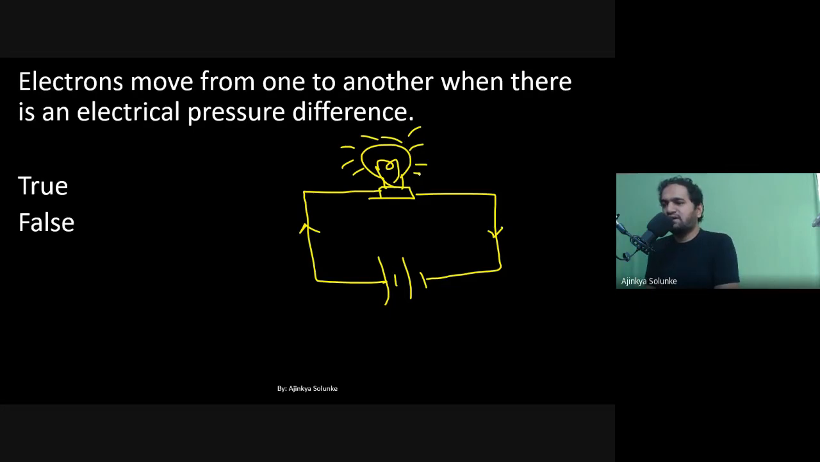Can we say either it is the bulb or it is the battery? What do you think? Who must be creating that electrical pressure difference? Is it the battery or the bulb? What do you think? Okay, good. Many students are giving correct, logical answers.